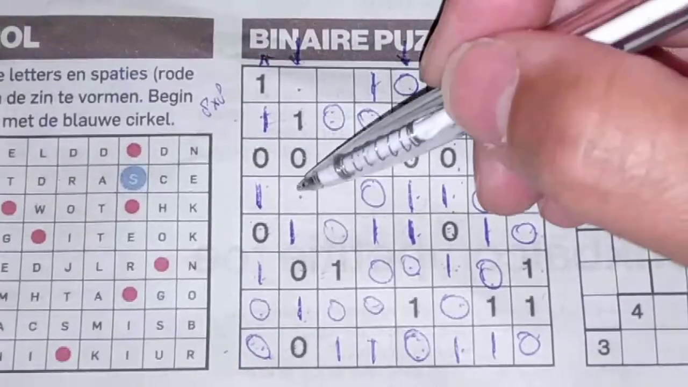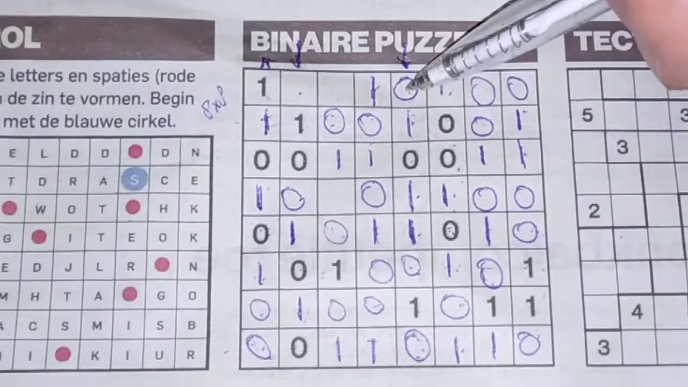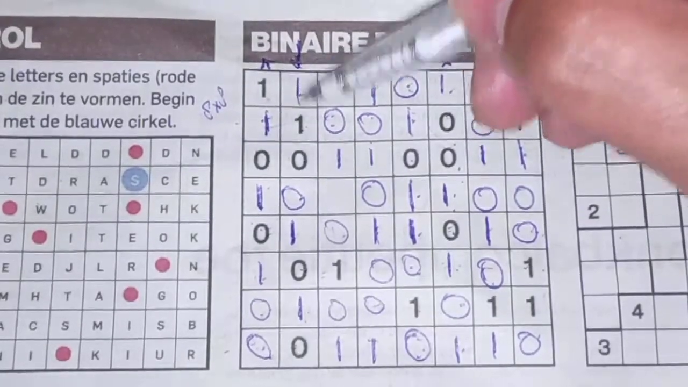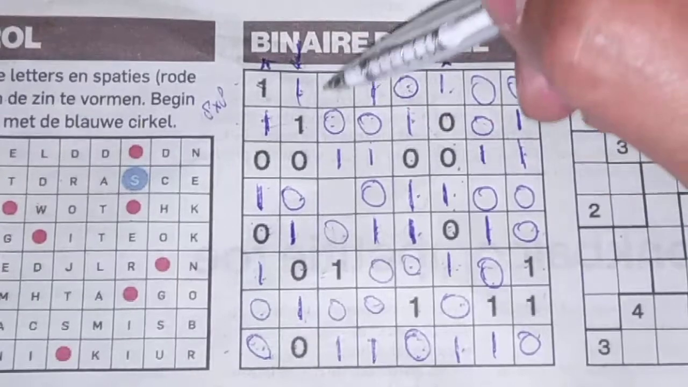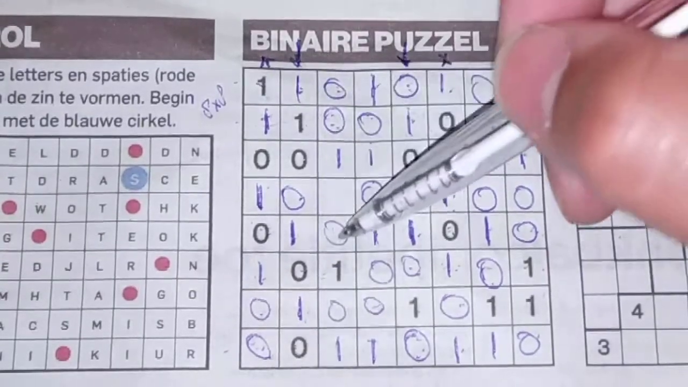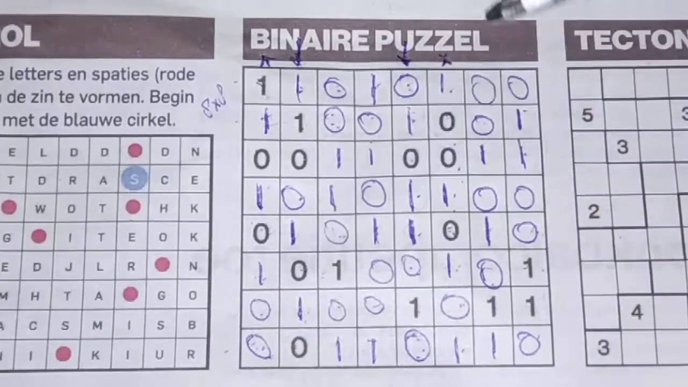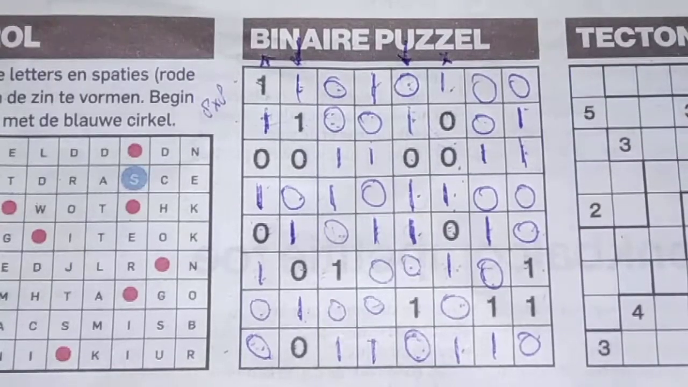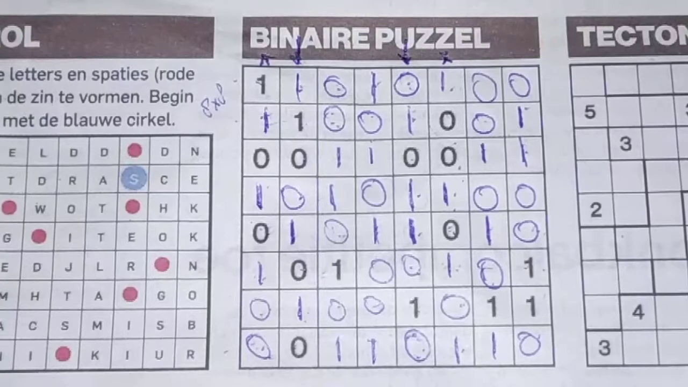We have a 1 here, so this should be a 0. We have a 0 here, so this should be a 1. Double 1, here a 0, there a 0. We have four 0s, so the rest are 1s. Finished in five minutes. Alright. Great Sudoku. You need to think for this binary puzzle.